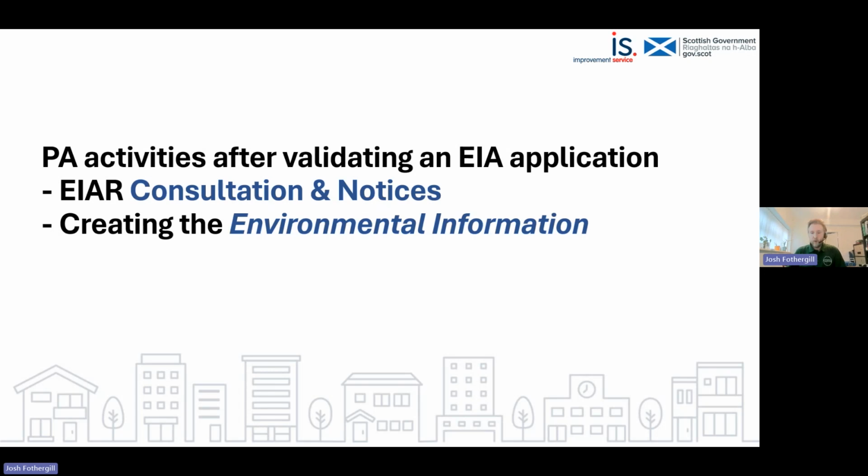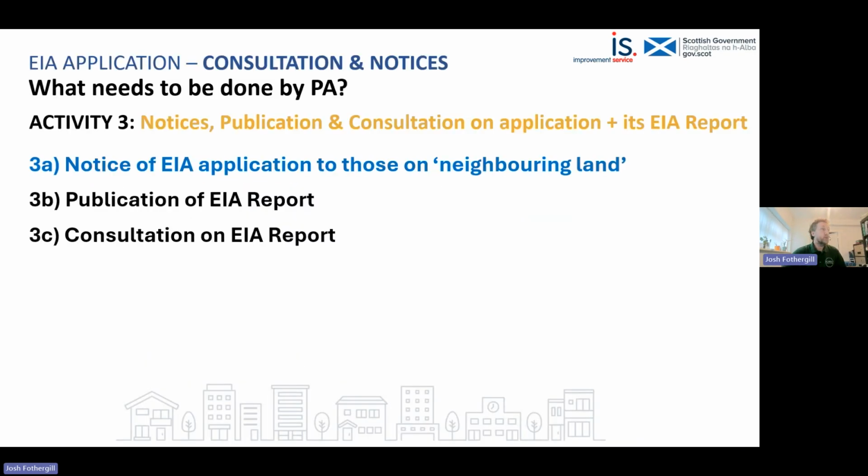So once we've got through checking, yes, this is an EIA report and it is a project that requires EIA, then we need to move on to the next stages. We've got the application in. What does the EIA process expect of us now? Well, it expects us to do some consultation and set out some notices, and then there are three sub-activities within this. So notices to those on neighbouring land, publication of the EIA report, and then consultation on the EIA report is how the regulations set this out.